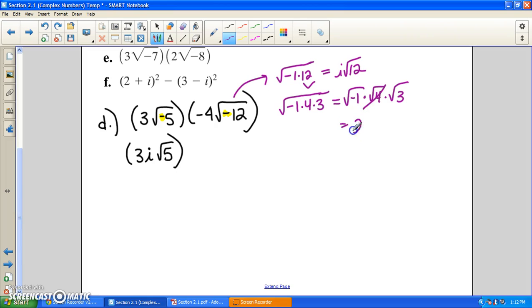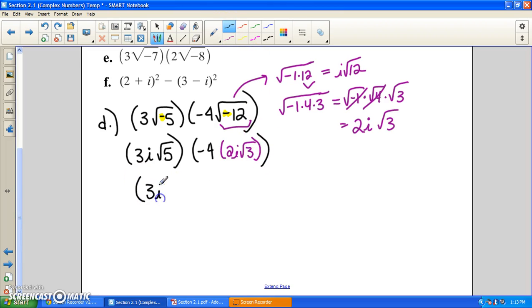So this is the same thing as negative 1 times 4 times 3. The square root of 4 comes out to be 2, and the square root of negative 1 comes out to be i. So with the negative 4 in front, the square root of negative 12 is actually 2i square root 3. We want to simplify as far as we can before we do anything. So this will be negative 8i square root 3, and then multiply.